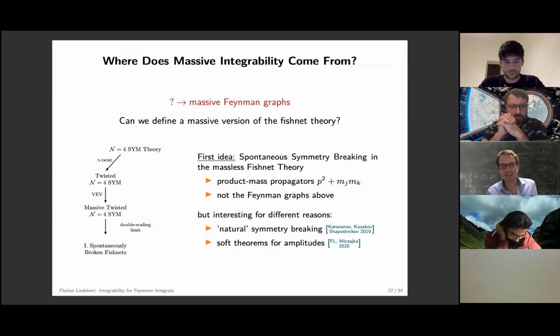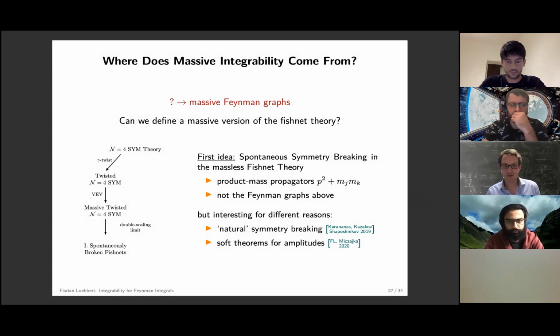For us, the important thing is that this procedure leads to propagators of this product structure. So the masses don't enter as differences, but as products. So these are not really the Feynman integrals for which we found the Yangian symmetry above. So for us, this means that somehow this is not the right theory to relate Feynman integrals to integrability.